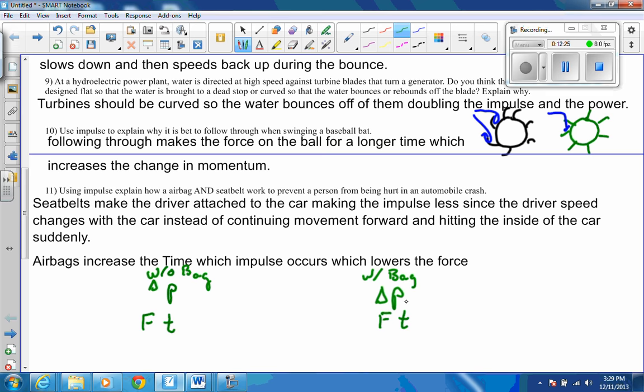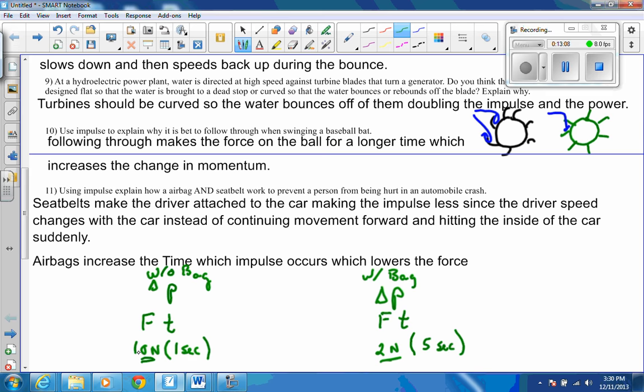Well, let's just say you had 10 newtons of force, and without the airbag, the collision lasted 1 second. Well, 1 times 10 is 10. With an airbag, your time is extended. Let's just say you have 5 times as much collision time. Now, I know that a collision in a car would never last 5 seconds, but I'm just going to put it on here for the sake of seeing the math. Well, what times 5 would give you 10? The force is 2. So do you see how with the airbag there's only 2 newtons of force, but without the airbag there's 10 newtons of force?